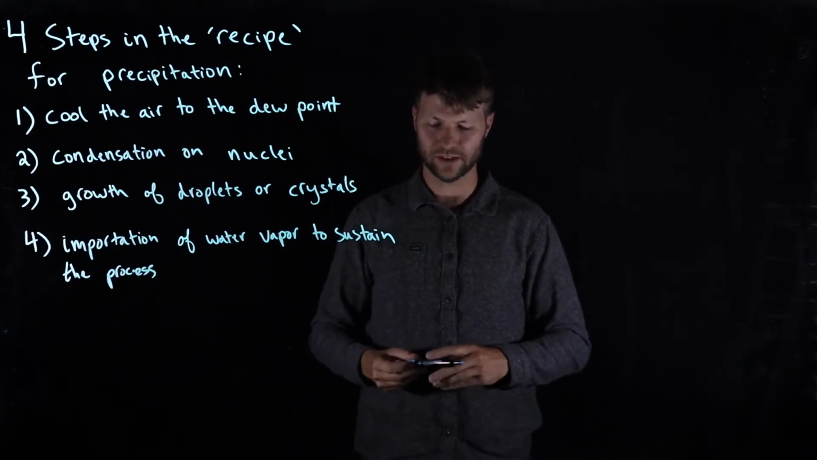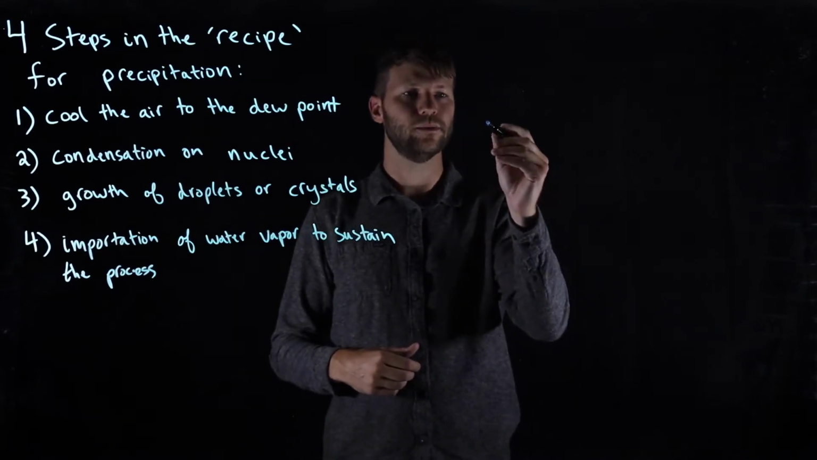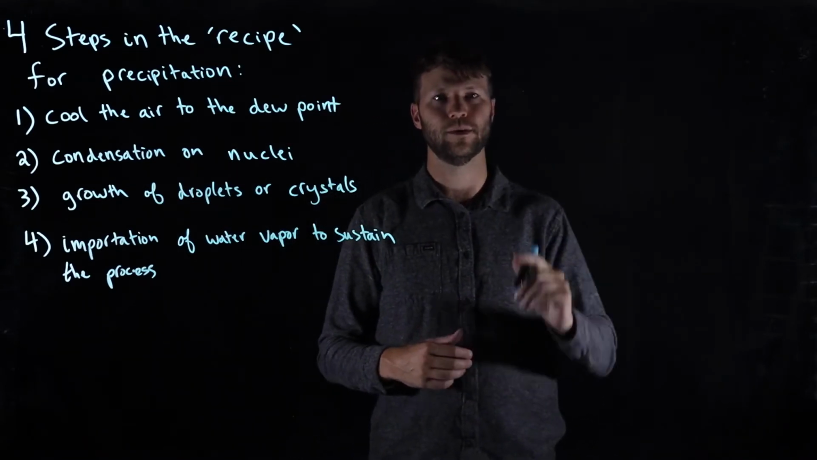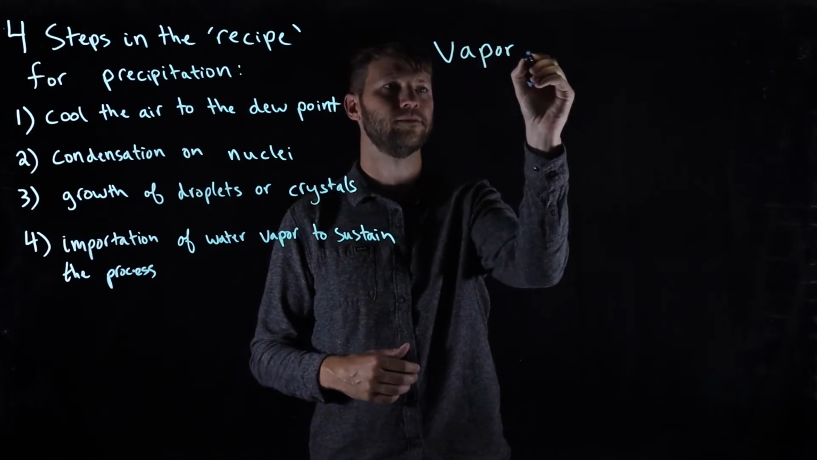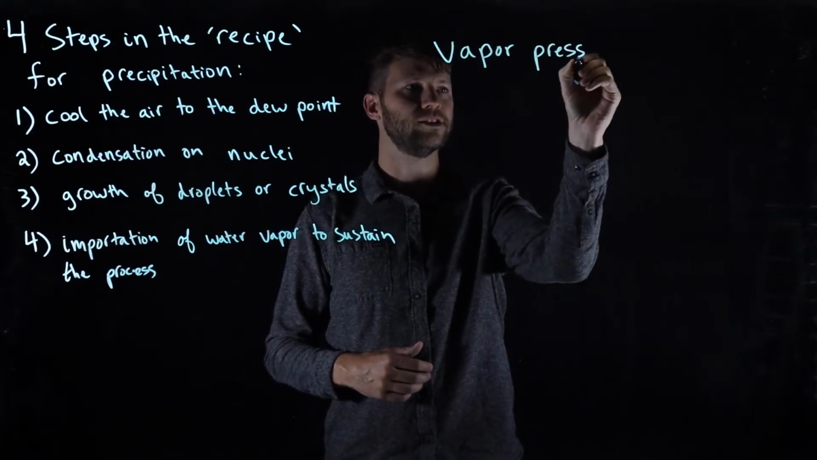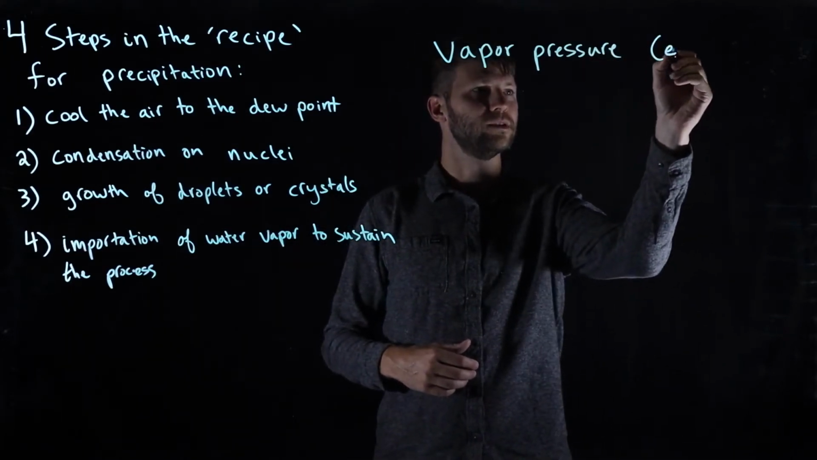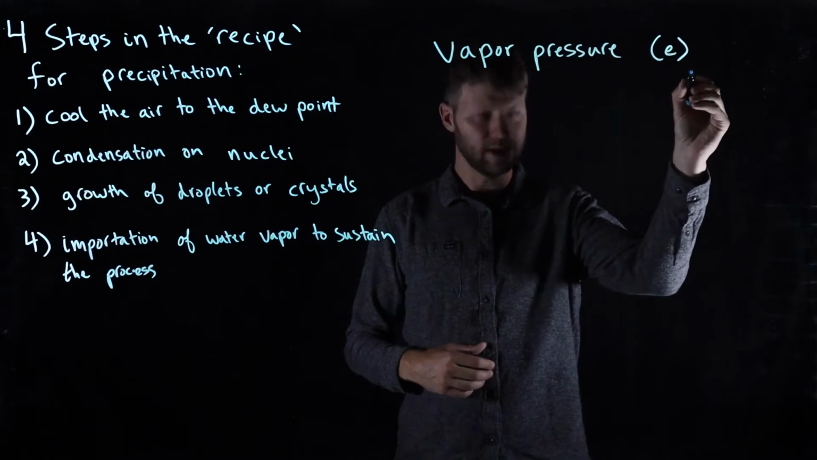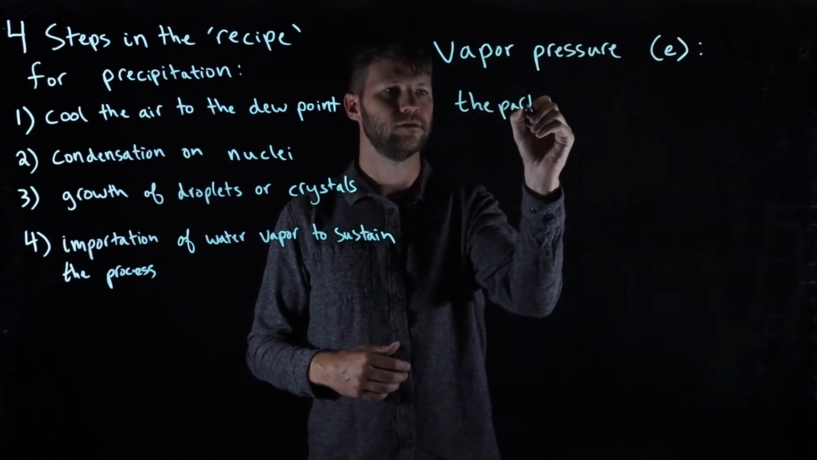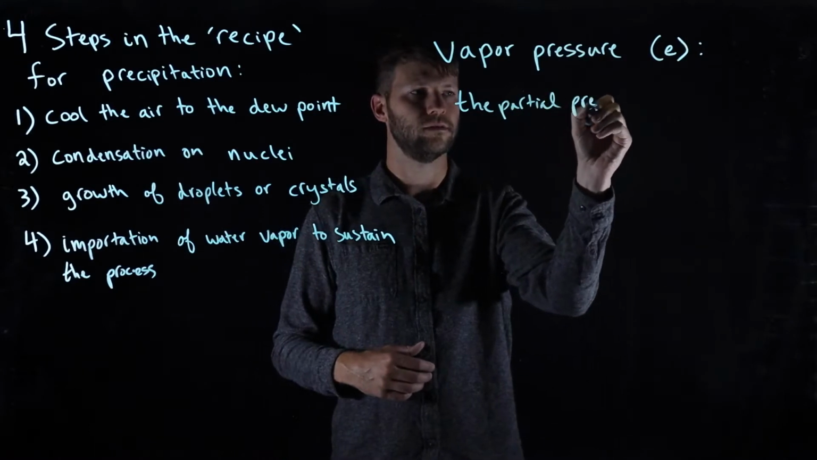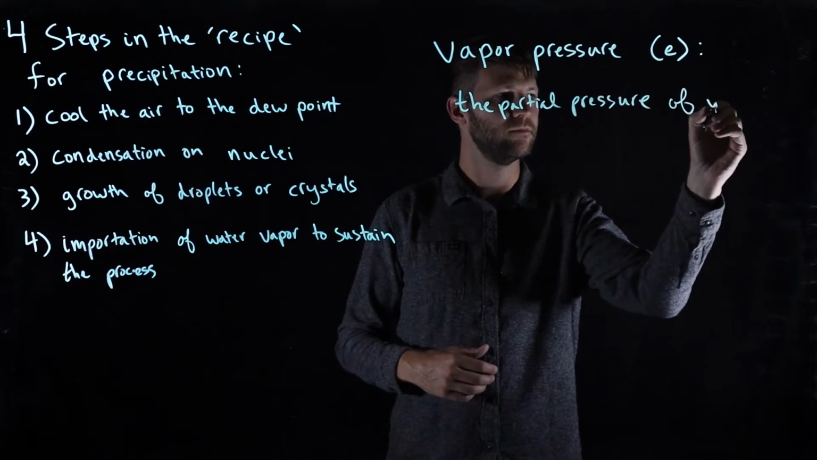So we first need to consider water vapor in the atmosphere. And when we're talking about water vapor in the atmosphere, we're going to describe it in terms of this thing called the vapor pressure. What is the vapor pressure? Well, we'll denote it with the symbol E, and it is the partial pressure of water vapor. What does that mean?